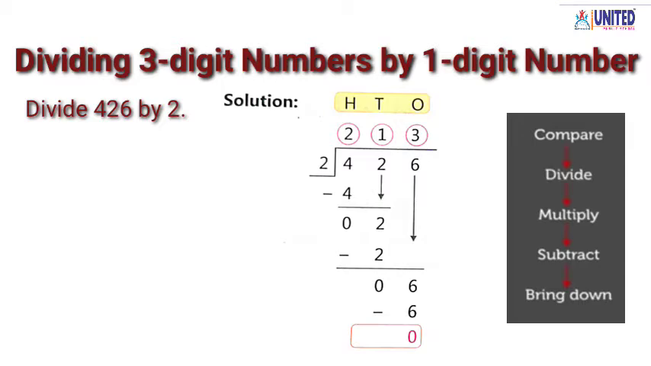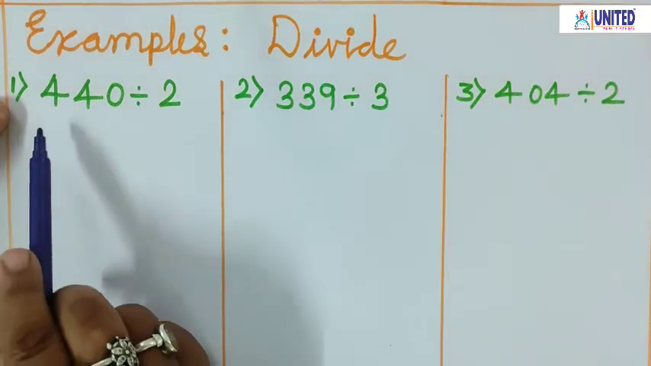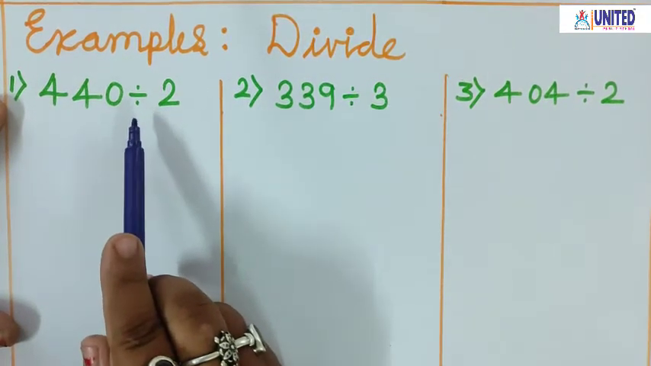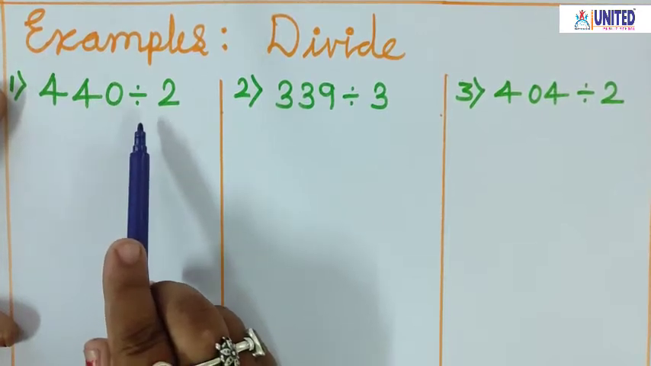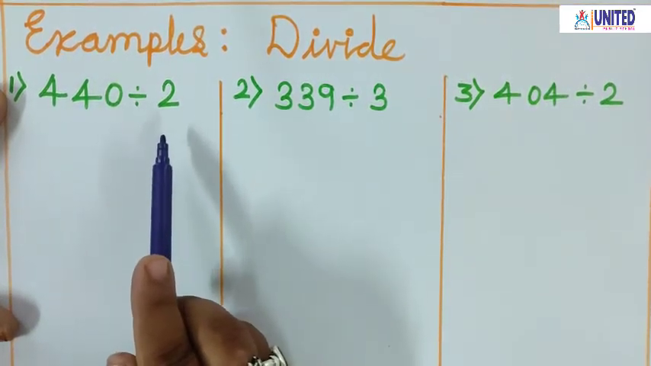Same steps you have to follow. Okay? Okay students, now let's see the examples. Again we have to divide here. Right? Number 1, 440 divided by 2. So this is a sign of division, so we say divided. So 440 divided by 2. Right?